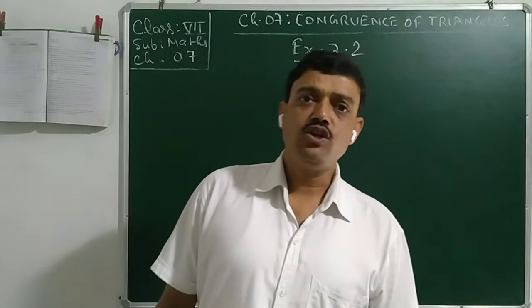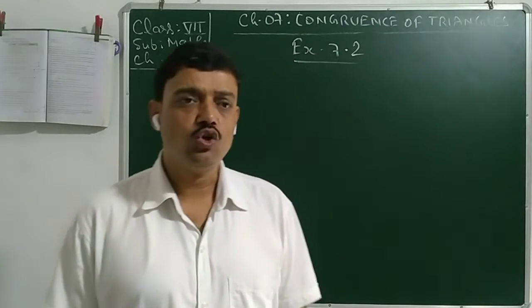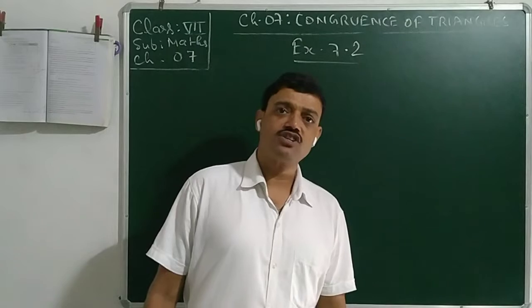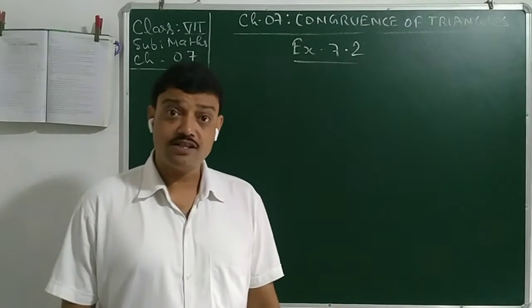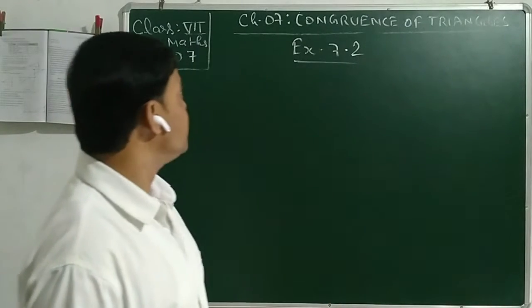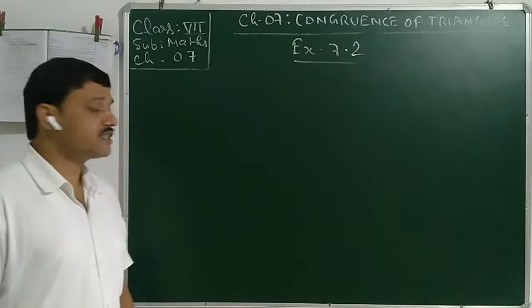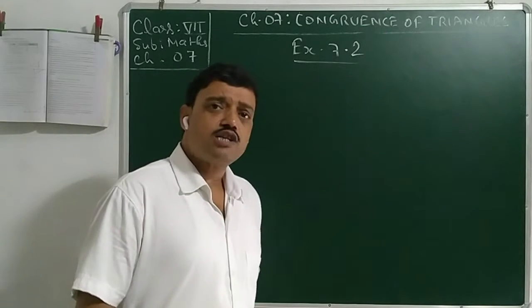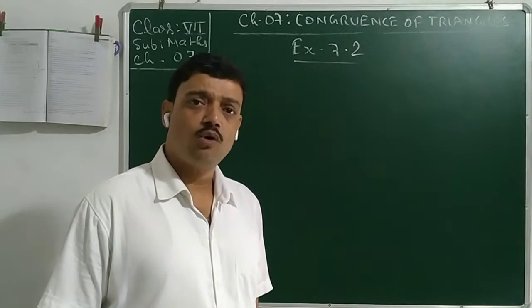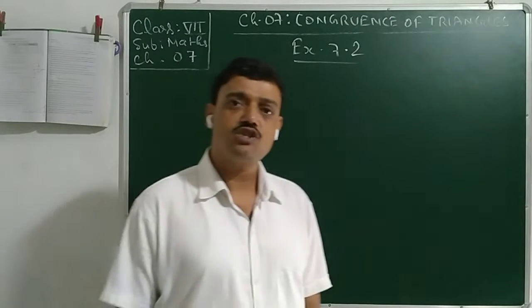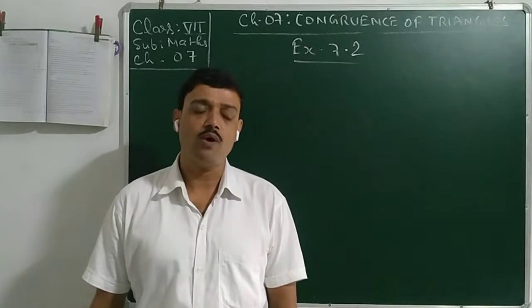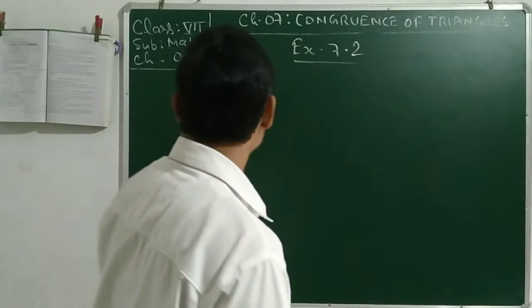Today I will explain to you exercise 7.2 of maths for standard 7, that is of NCERT maths. The chapter is Congruence of Triangles. In the previous class I had explained several conditions of congruence. Following those conditions we will be able to solve exercise 7.2 today. Now look at the sums one by one.